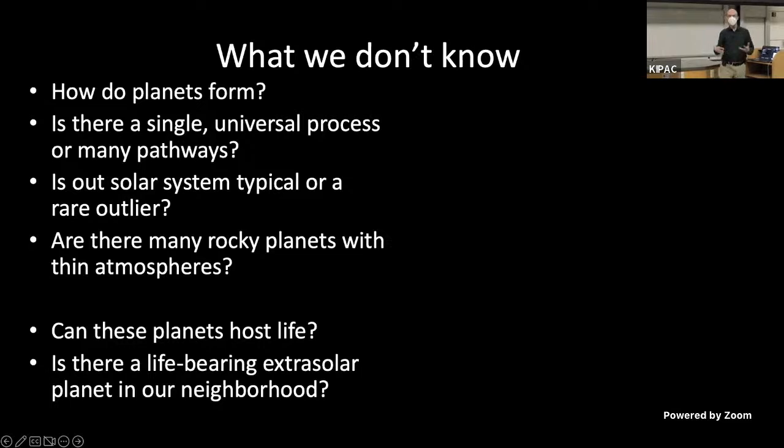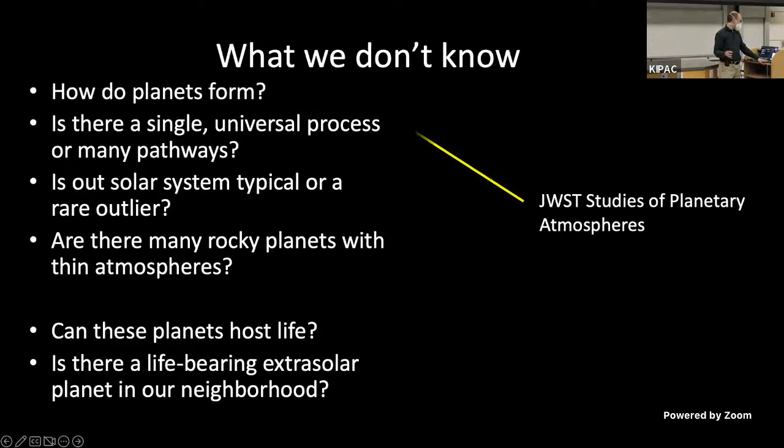And that matters because to get, as far as we know, life, you need rocky planets with thin atmospheres, a little bit of liquid water, everything to come together. Does that happen in other solar systems, or are we relatively unique? Then can these planets potentially host life? And the big question is, is there actually a planet that has life on it in our immediate galactic neighborhood? And JWST looking at planets' atmospheres is not going to nail all these questions, but it can help.